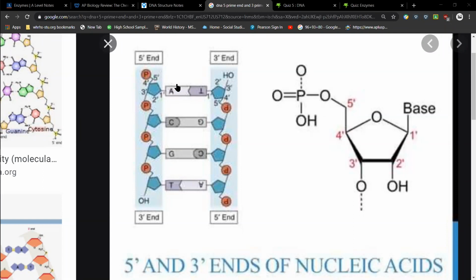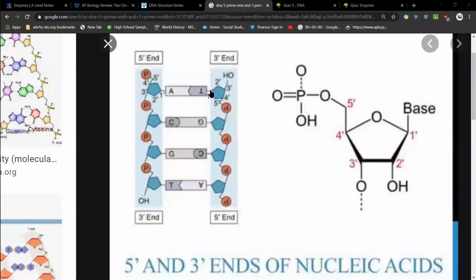Whenever you're given a diagram like this, you can look at the sugar, and the carbon that's bonding to the base is carbon 1. From there, you just count: 1, 2, 3, 4, 5. And you'll get the same thing here. Another way to see it is that the 3' carbon is always bound to the phosphate on one side, and the 5' carbon is always bonded to the phosphate on the other side. That holds true even on the antiparallel strand.